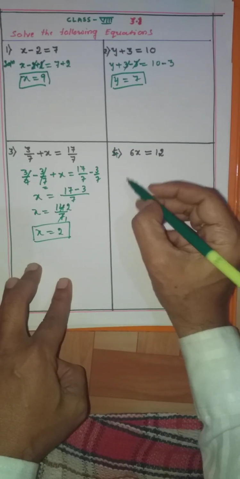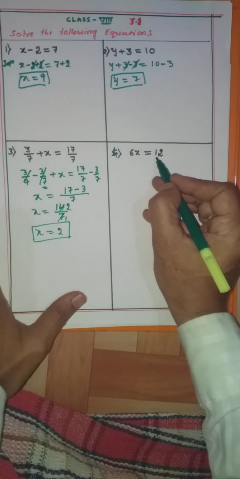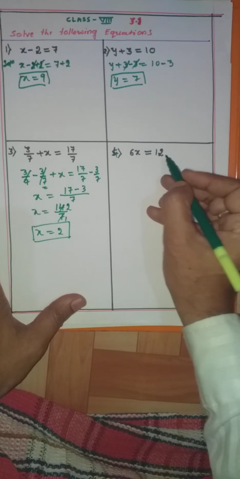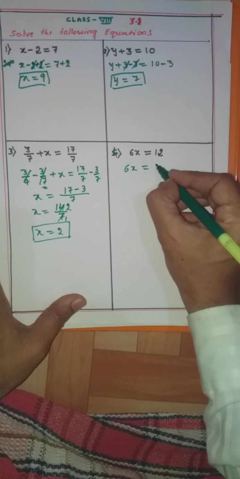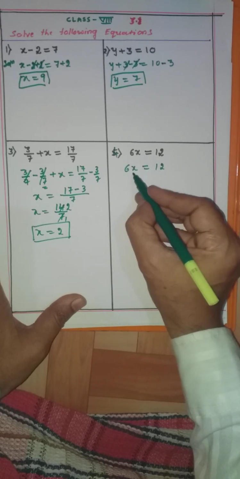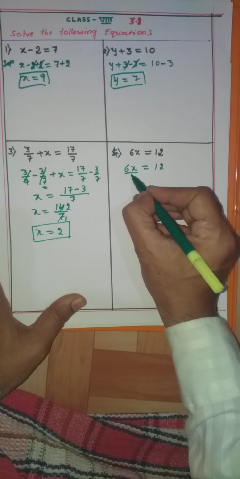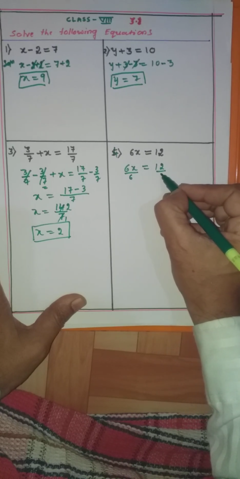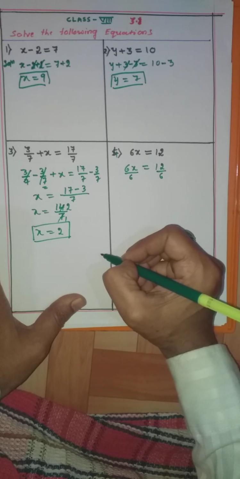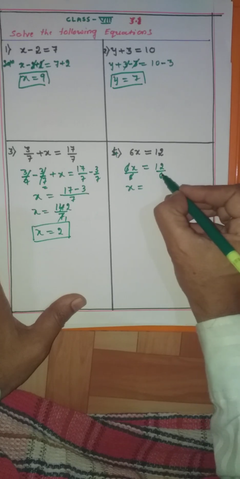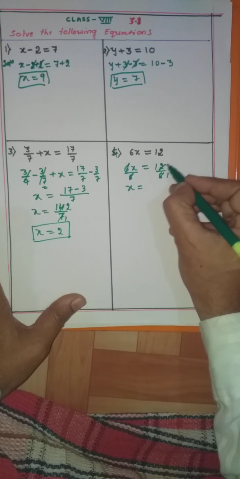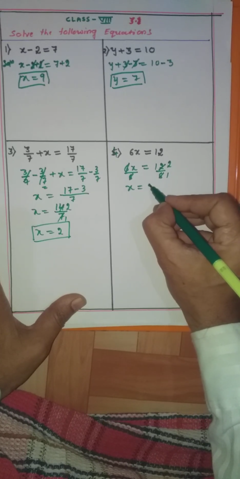Fourth one, 6x is equal to 12. 6x is equal to 12. Here put here 6, 12 by 6. 6 get cancelled. x is equal to 6 1 is 6, 6 2 is 12, so x is equal to 2.